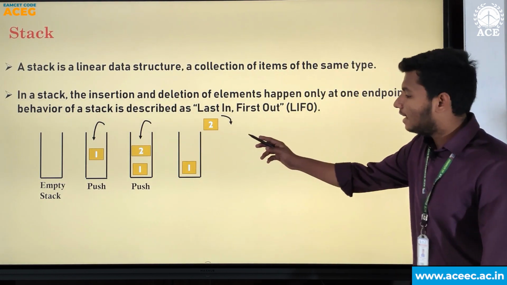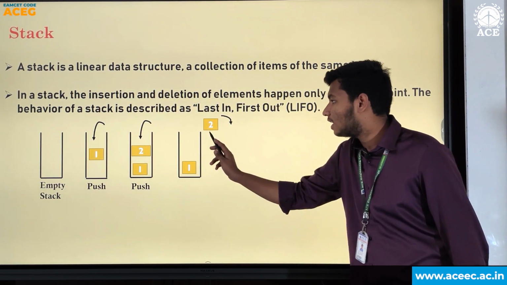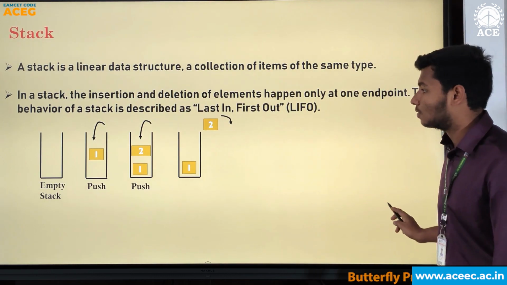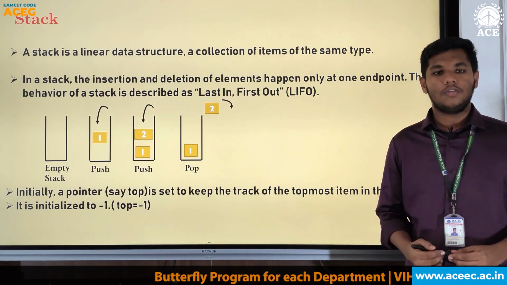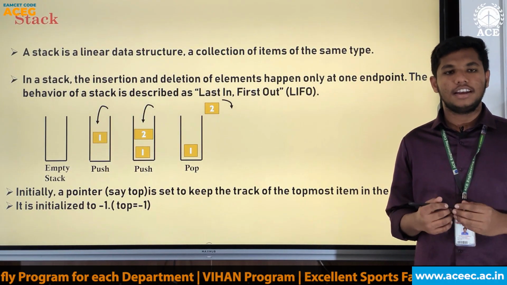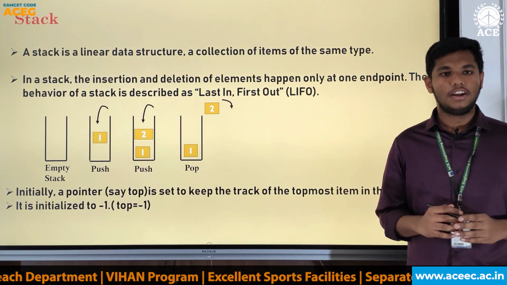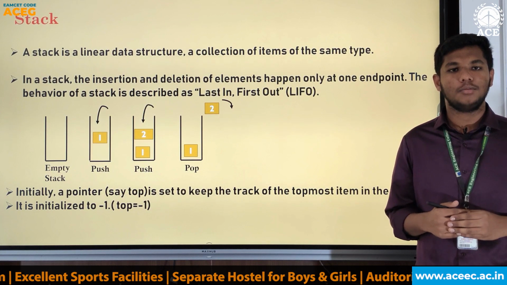Then deleting an element from the stack is called pop, where the last inserted element 2 is deleted first. That's why it is called last in first out. The operations on a stack are done using an index called top, where top is initialized to -1. When top is equal to -1, it indicates the stack is underflow. When top is equal to size, it indicates the stack is overflow, where we cannot insert any more elements.